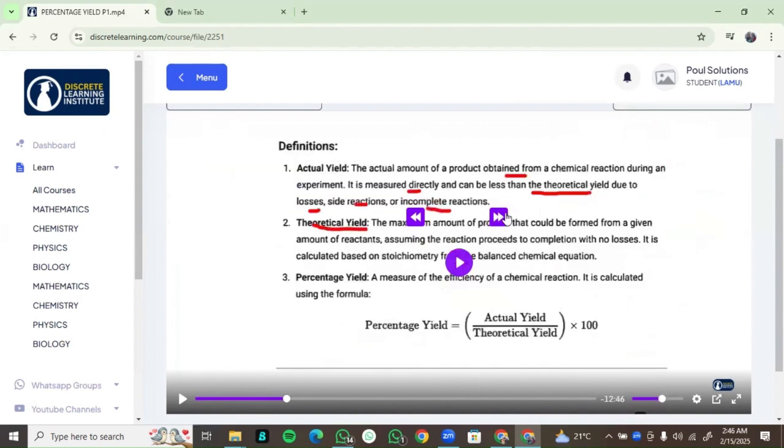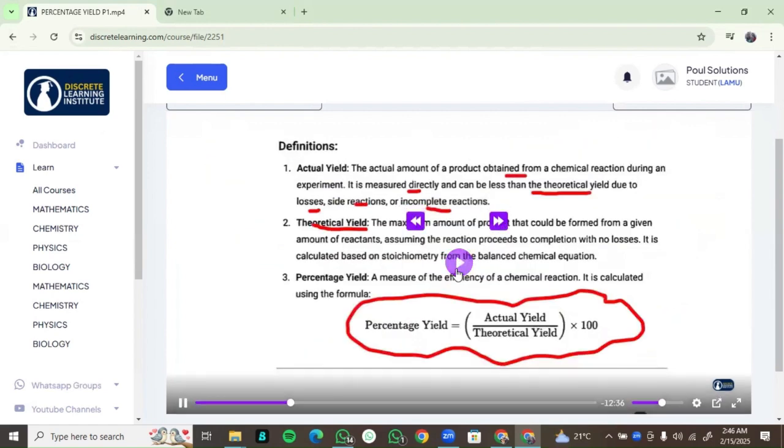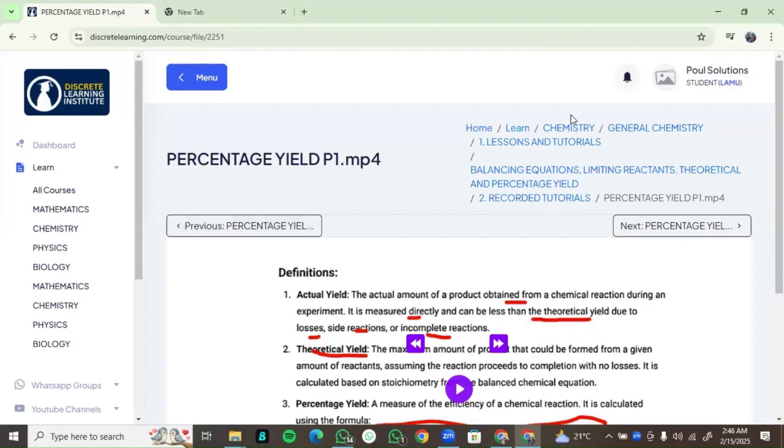Then we have these two buttons. They are used for fast forwarding. This blue one pointing to the right is for fast forwarding, and this one pointing to the left is for rewinding. And this one is just for clicking play. So you can learn depending on the topic that you want. That is about the lessons and tutorials, and the arrangement is the same in all the other topics.